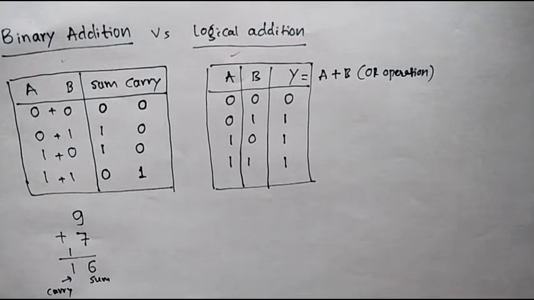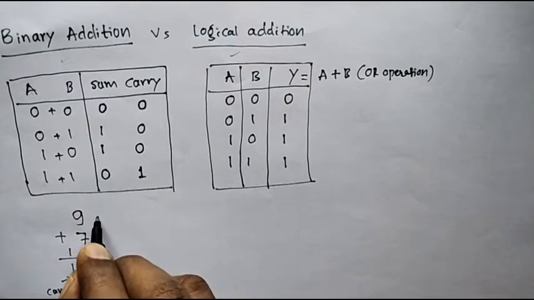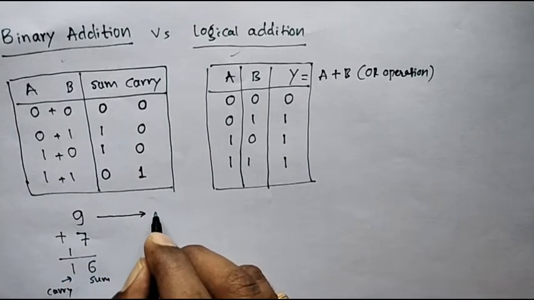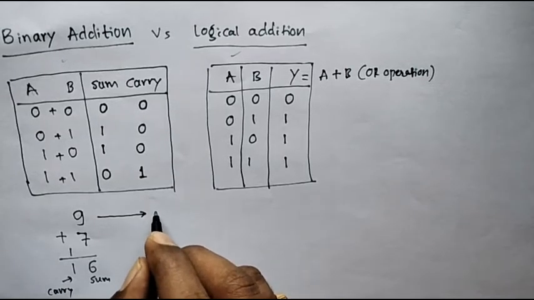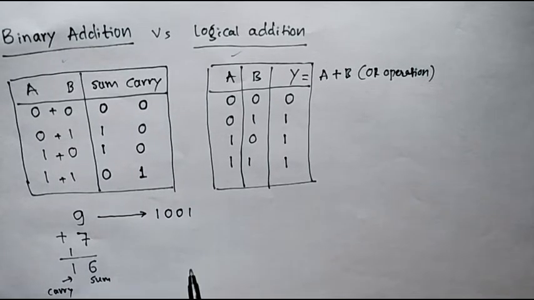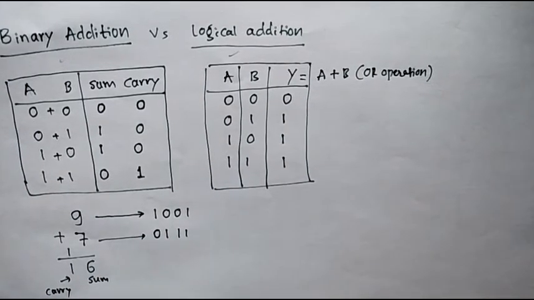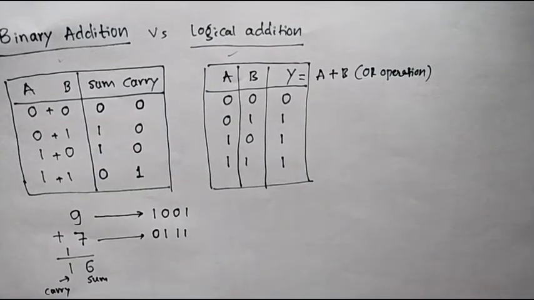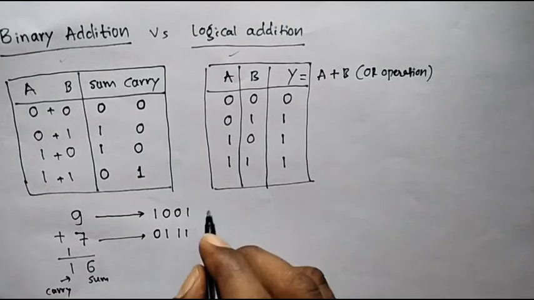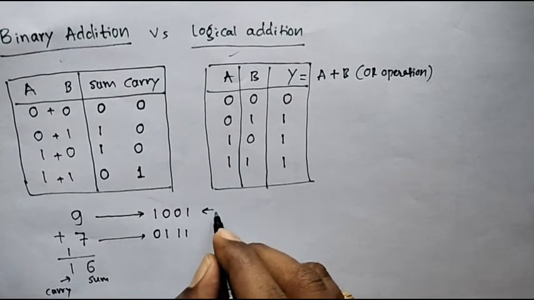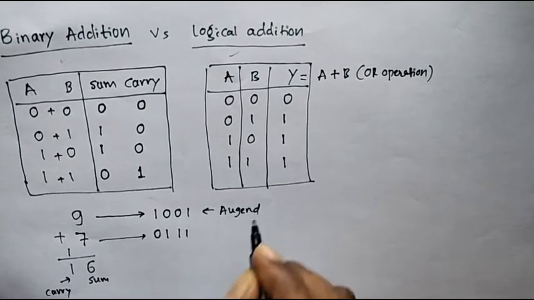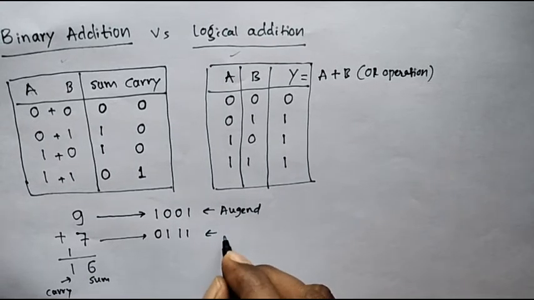Now let us see how to perform the same addition in binary. First convert the given decimal numbers into binary. The binary equivalent of decimal 9 is 1001. 7 is represented as 0111. Make sure that the length of the first number and the length of the second number should be the same. Usually the first number is known as augend, the second number is known as addend.